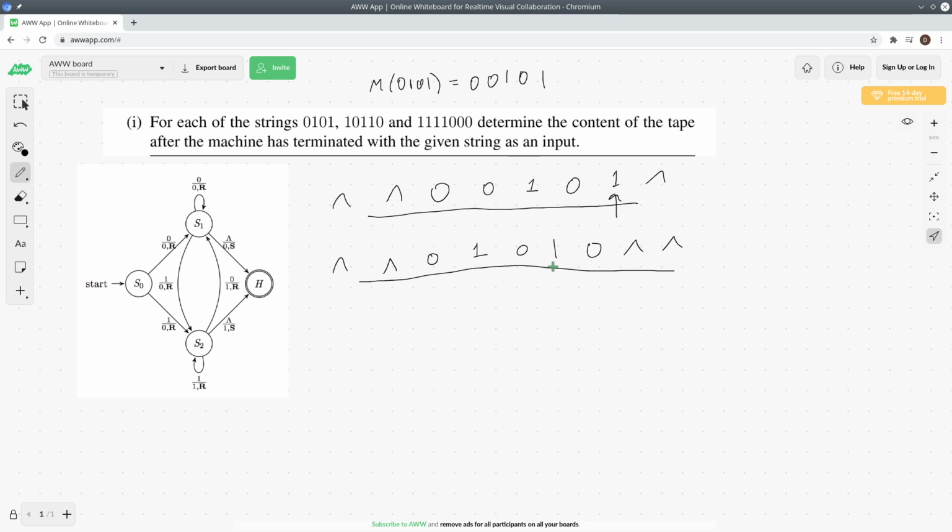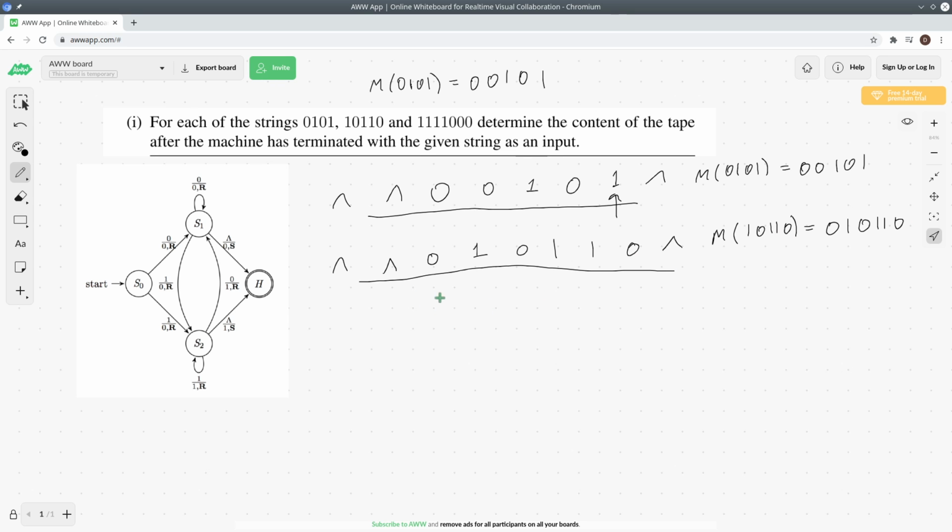I'm in S2 again, I see a 1, I write a 1, move right. See a 0, write a 1, move right. And then transition back to S1 again. See a blank, write a 0, stay. And that's it. So for the input 1, 0, 1, 1, 0, the output is 0, 1, 0, 1, 1, 0.